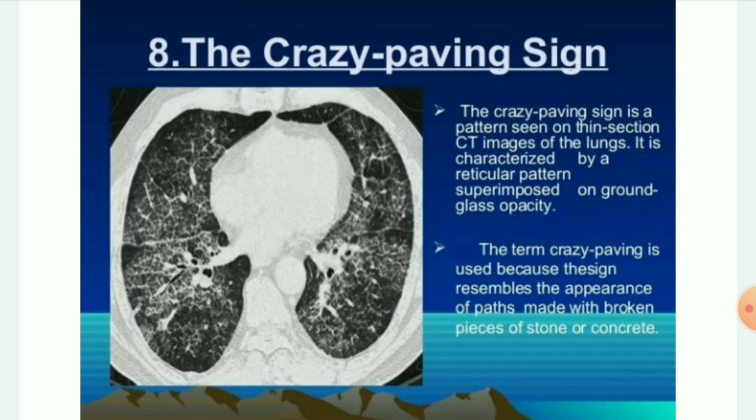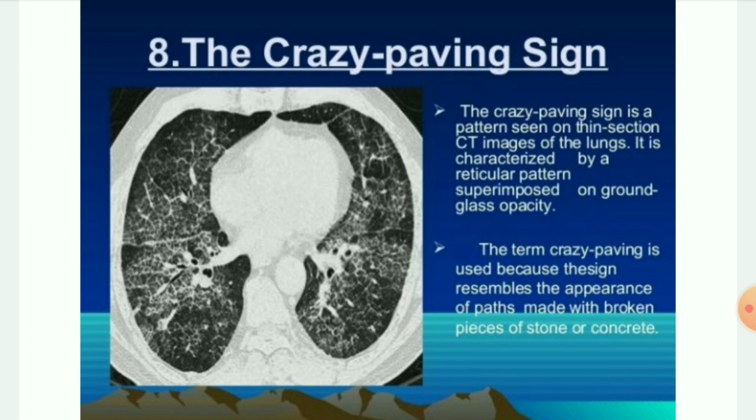Next sign is the crazy paving sign. The crazy paving sign is a pattern seen on thin section CT images of the lungs. It is characterized by a reticular pattern superimposed on ground glass opacity. The term crazy paving is used because the sign resembles the appearance of paths made with broken pieces of stone or concrete. In the crazy paving sign, ground glass opacity may reflect the presence of air space or interstitial abnormalities.